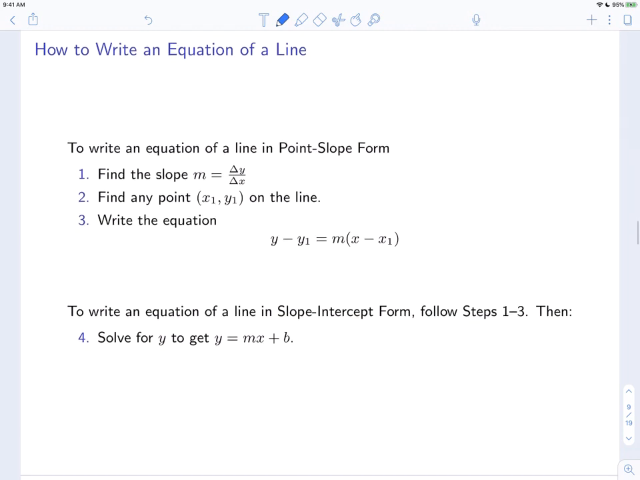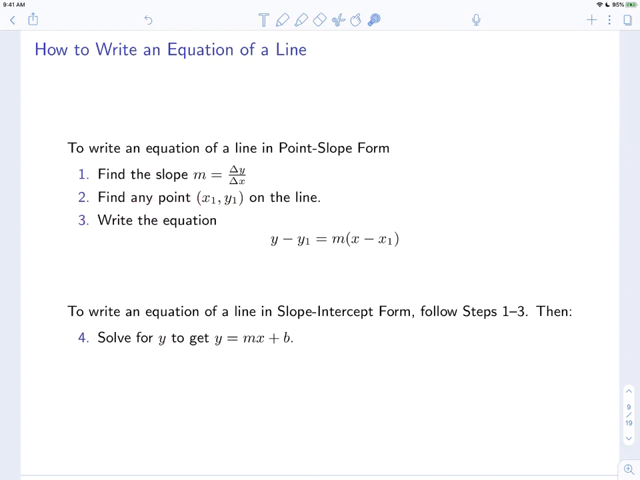So how do you write the equation of a line? What you need is a point and a slope. To write an equation of the line in point-slope form, the first thing to do is find the slope. There might be different ways to do this, but the first thing to do is find the slope. The second thing to do is find any point on the line.